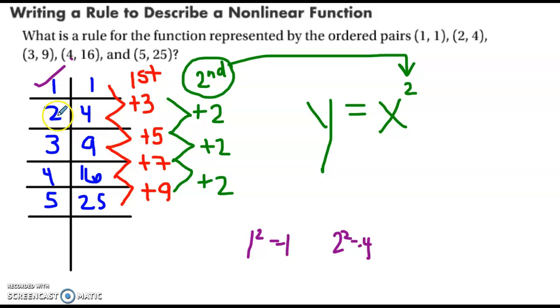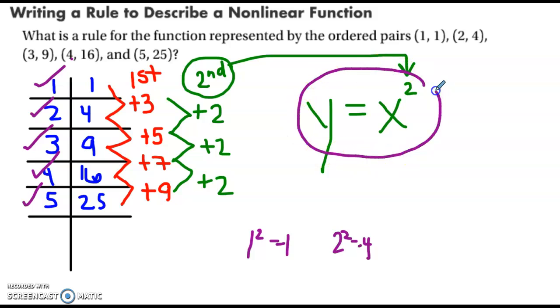Well, that's perfect. 2 squared is 4. That works. 3 squared is 9. Works. 4 squared is 16. 5 squared is 25. So this is our function rule for these ordered pairs. Y equals x squared, right? 1 squared is 1. 2 squared is 4. 3 squared is 9, and so on.